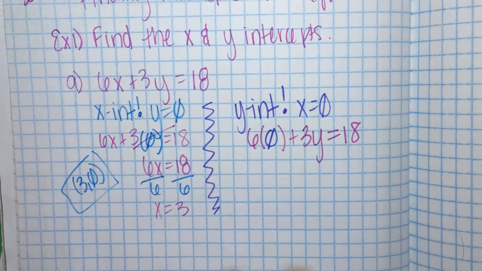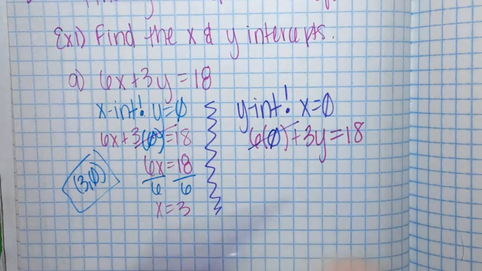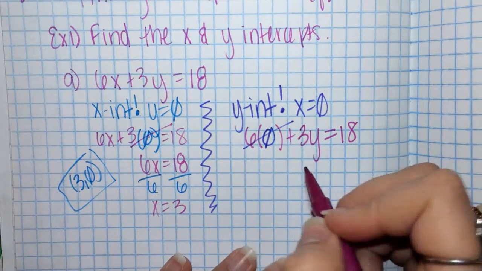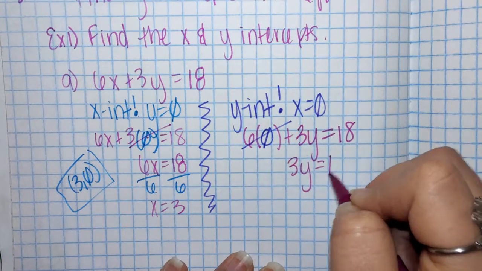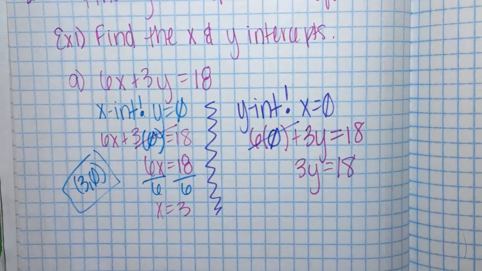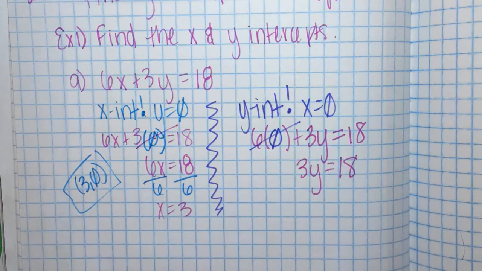Alright, what's 6 times 0? 0. Alright, that goes away. So then what do we do with the 3y? Bring it down. And it's equal to what? 18. Alright, now, before we go any further, does everybody see what we did? Yes. Do we need to walk through it again? No.